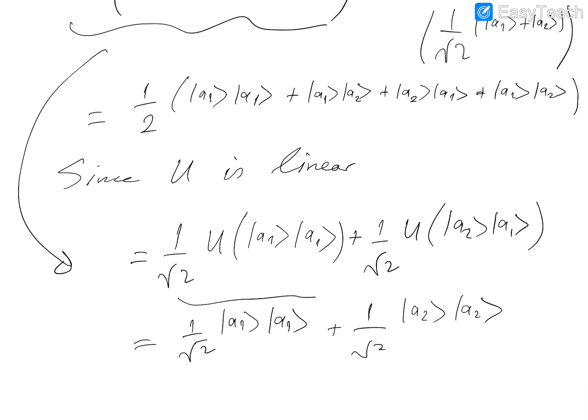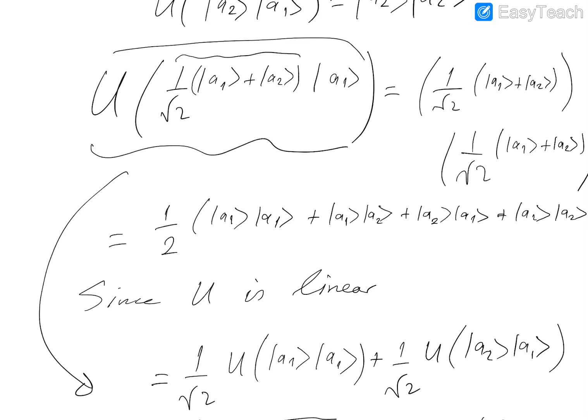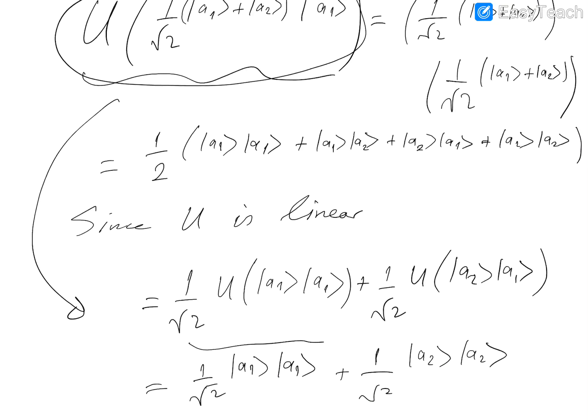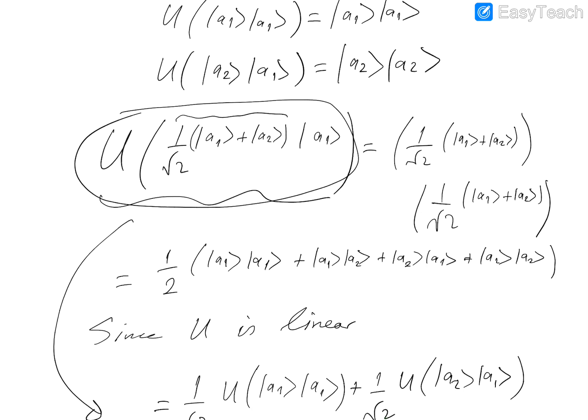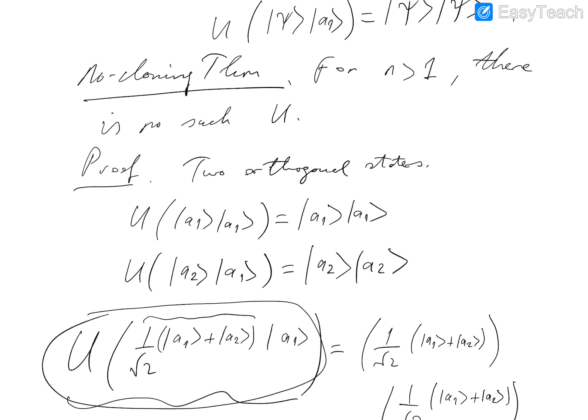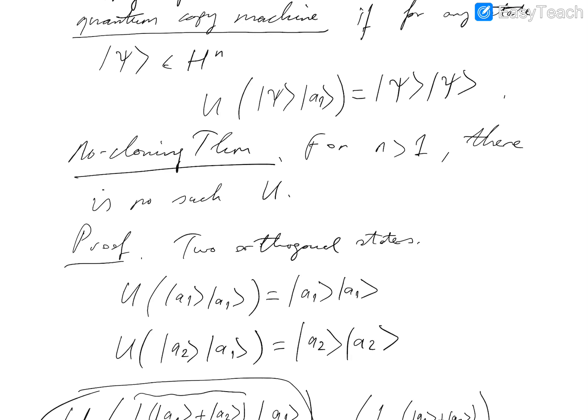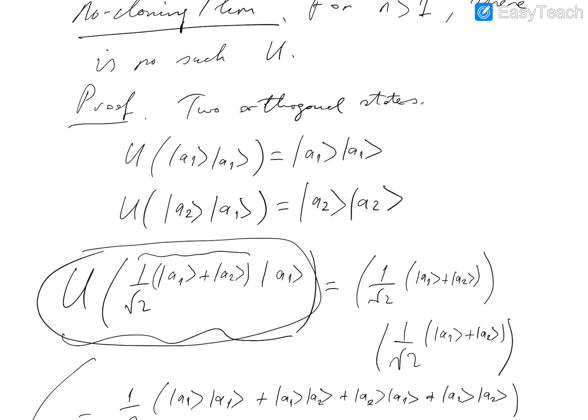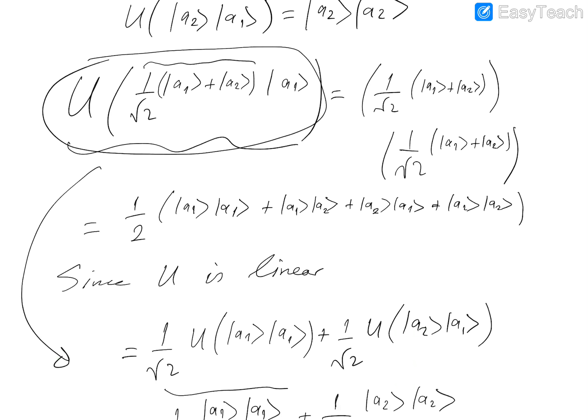Right, so we have two different representations for this, but this doesn't coincide with the definition of a tensor product. Okay, so we have a contradiction. So then it follows that there cannot exist a quantum copy machine of this kind. Okay, so this is called the no-cloning theorem.